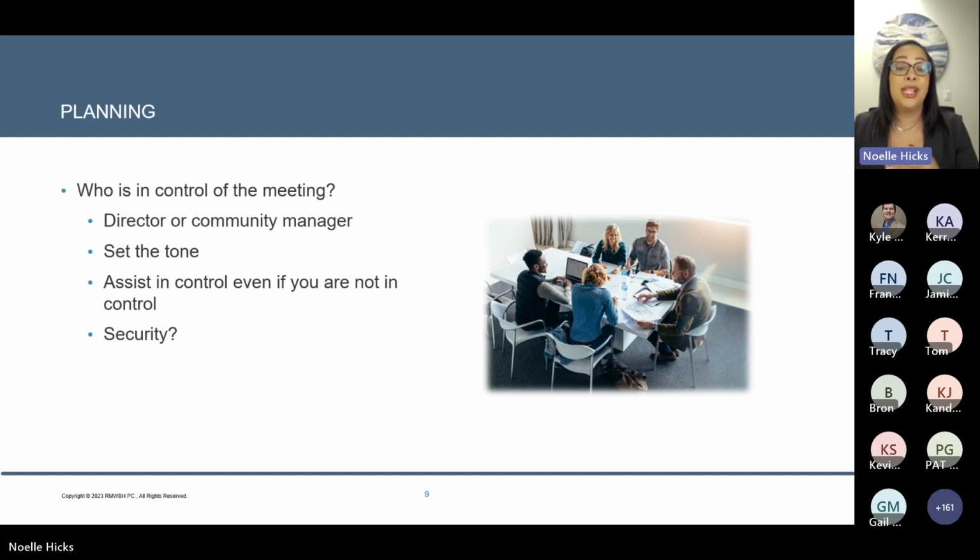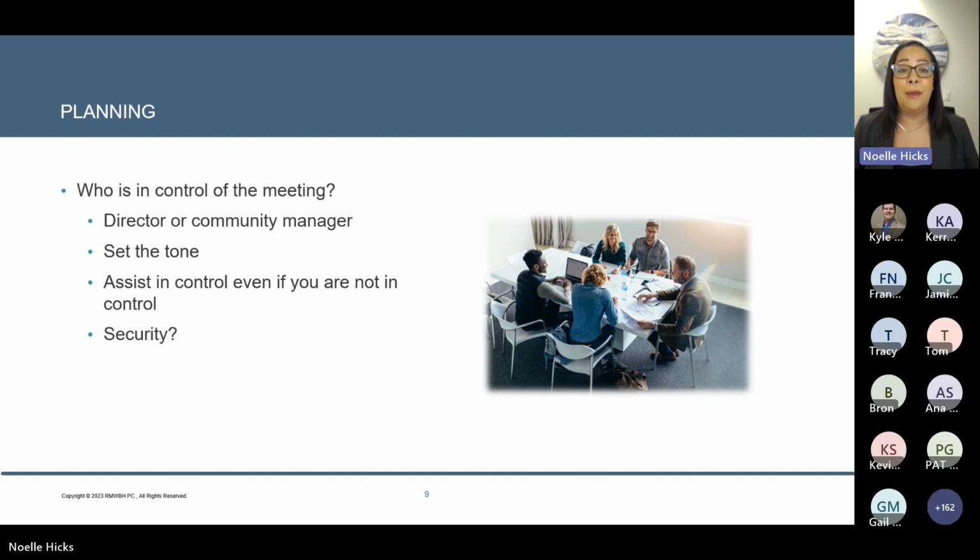You really need to make sure that you set the tone for the meeting, whoever it is that's going to be controlling the meeting. Set the tone. That's important, especially if, for example, you anticipate having a contentious meeting. And in the case where you might have a contentious meeting, maybe a consideration for security needs to be discussed. But regardless, everyone who is sitting at that front table, every board member and or community manager, needs to assist in control of the meeting, even if you're not the person that's directly in control of the meeting.